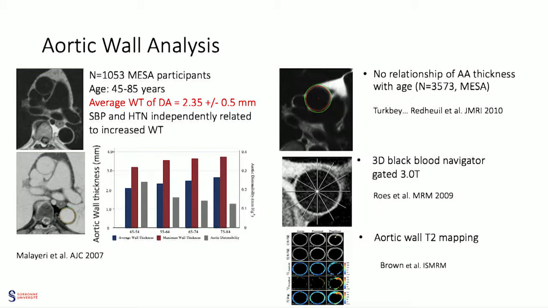and so the relationship with risk factors was quite variable. Now, new techniques have been proposed to look at high resolution 3D black blood navigator gated wall imaging, and so this is quite interesting. Of course, we need in the ascending aorta to have gating, and I hope the sequences that we showed this morning, the 5D, will be extremely interesting in this area.